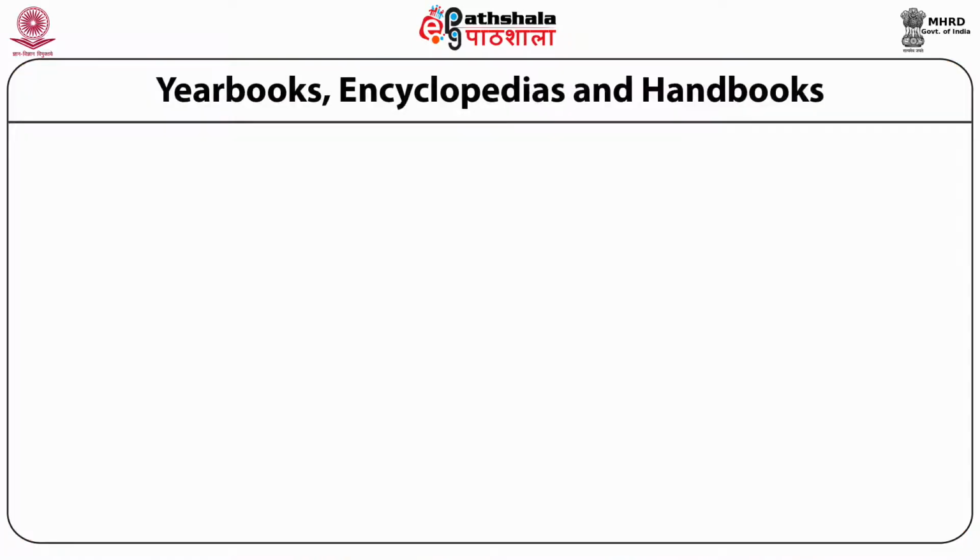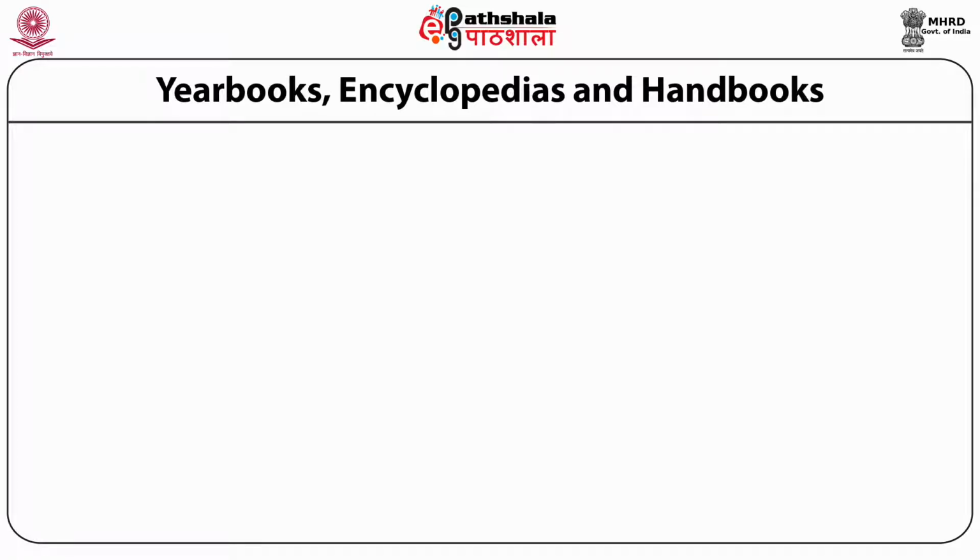Yearbooks, encyclopedias, and handbooks are important source of social science information and are brought out by prestigious, learned, and scholarly societies as well as by commercial publishers. These sources provide complete background of a subject and also current state of research. Some of the important sources are as follows: yearbooks, encyclopedias, and handbooks.